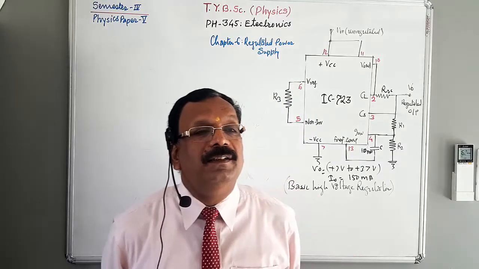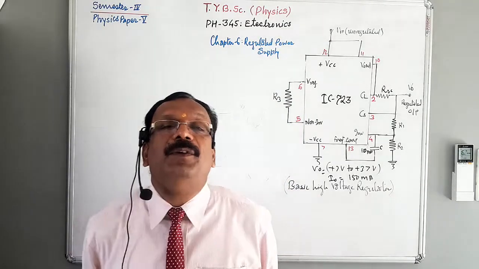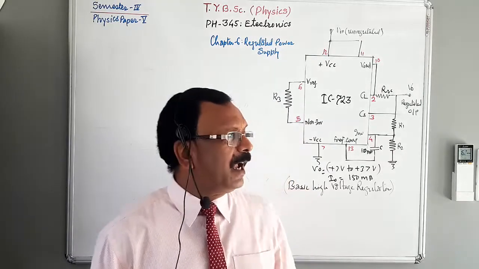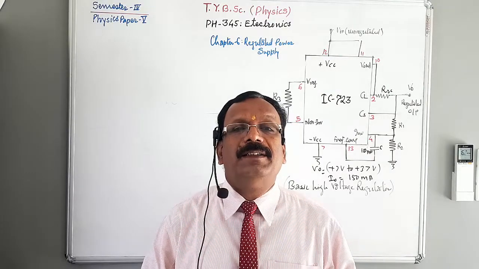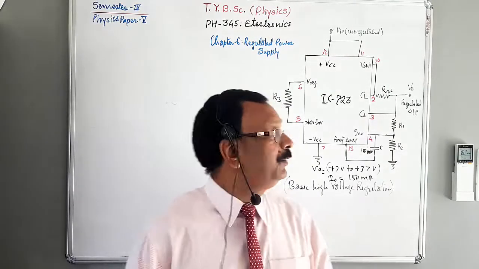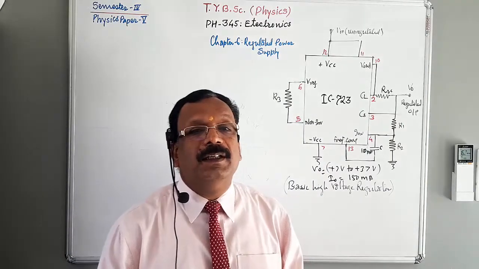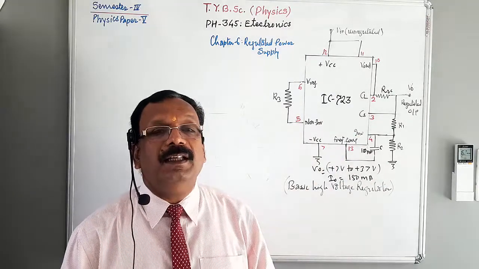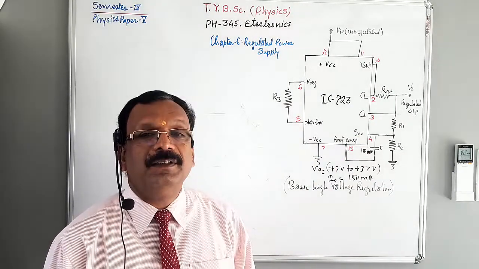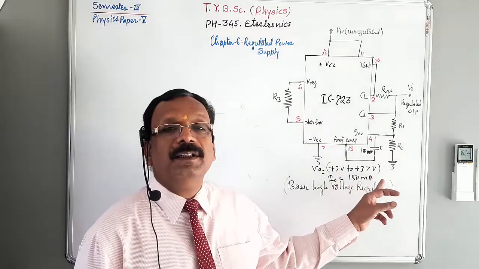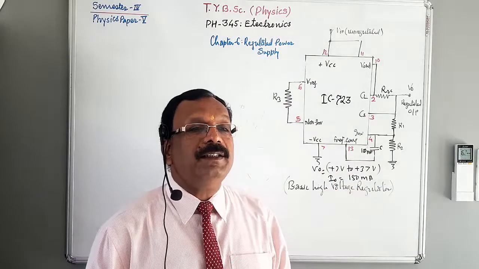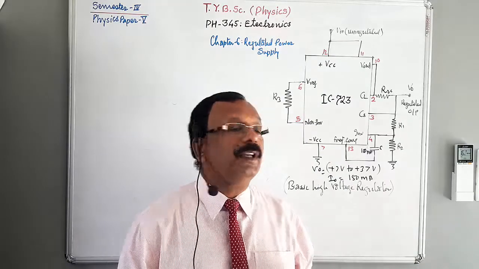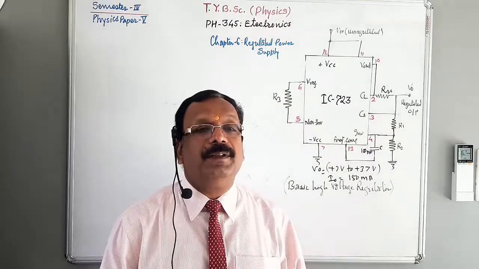Now in this lecture we are going to see the basic high voltage regulator using IC 723. The basic high voltage regulator using IC 723 is illustrated by this figure. This basic high voltage regulator has an output range from plus 7 volt to plus 37 volt, and has output current up to 150 milliampere.